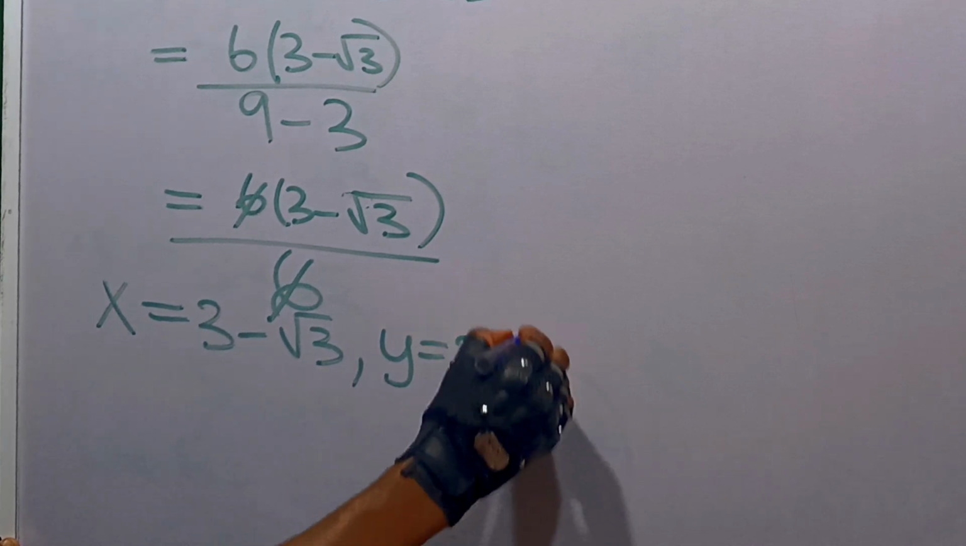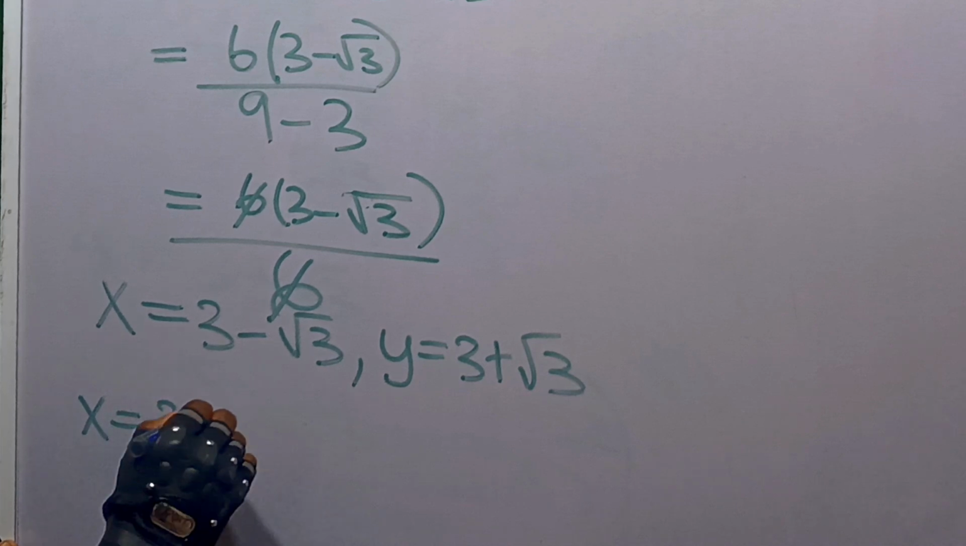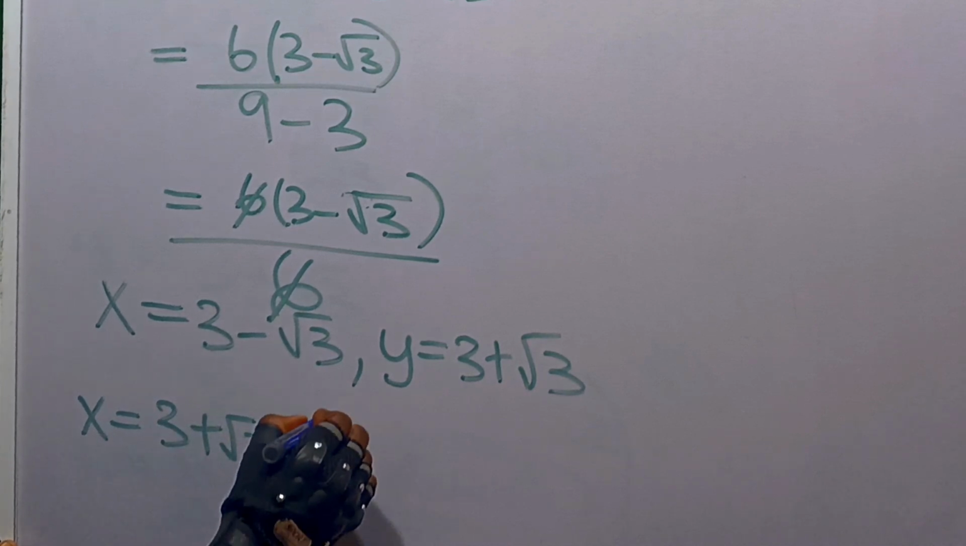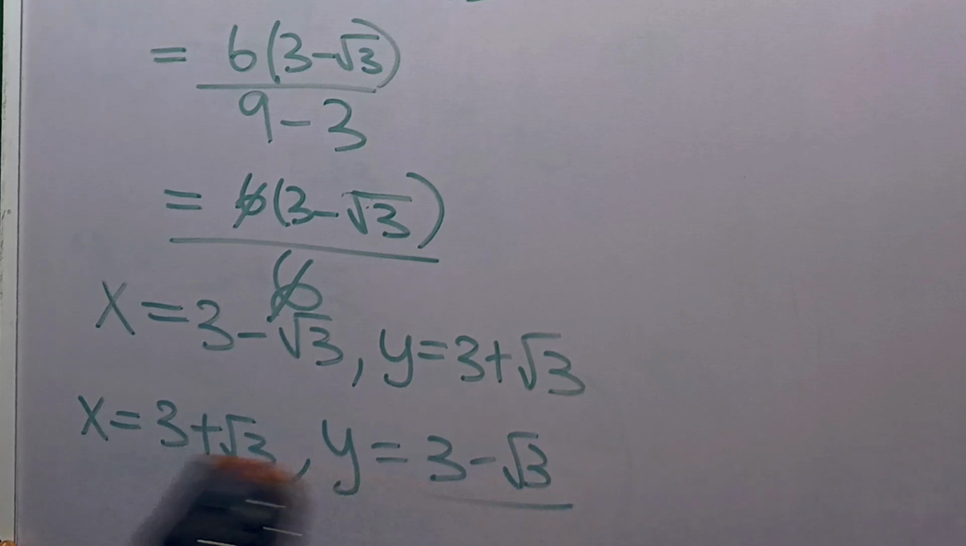when y is equal to 3 plus root 3. Hence, this means that when x is equal to 3 plus root 3, y equals 3 minus root 3. Okay, so these are the answers to this equation.